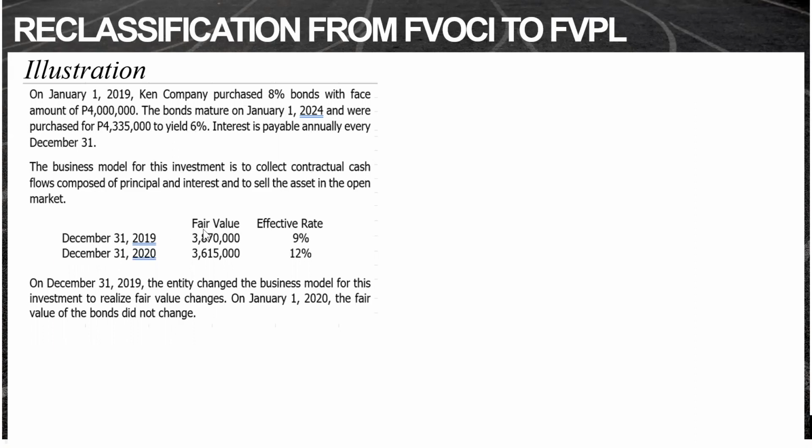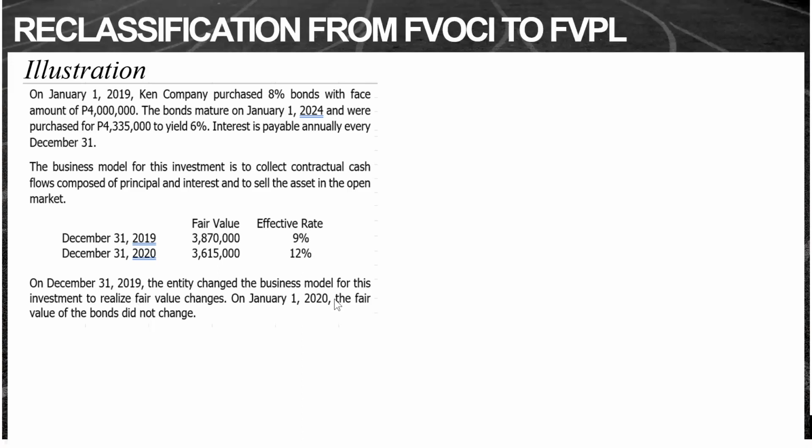So ito yung ating information about the fair value and the effective rate. So on December 31, 2019, the fair value is 3,870,000. The effective rate is 9%. December 31, 2020, the fair value is 3,615,000. The effective rate is 12%. On December 31, 2019, the entity changed the business model for this investment to realize their fair value changes. So magiging FVPL na siya. On January 1, 2020, the fair value of the bonds did not change.